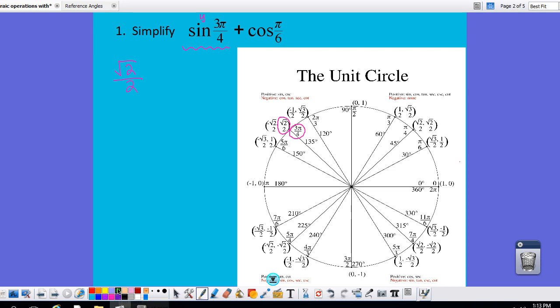Then we come over, we look at the cosine of pi over 6. Pi over 6 is that first angle in quadrant 1. Cosine is asking me for the x value. So the x value is going to be root 3 over 2. So if I come back over here, I'm going to have my plus sign, and I have root 3 over 2. We could write this as one fraction, root 2 plus root 3, all over 2. So might as well get some practice combining fractions here. We can't combine these radicals though because they're not the same.